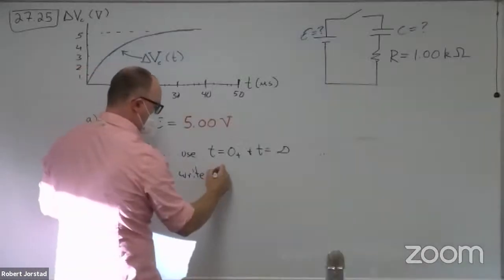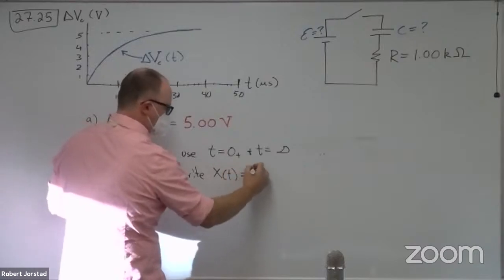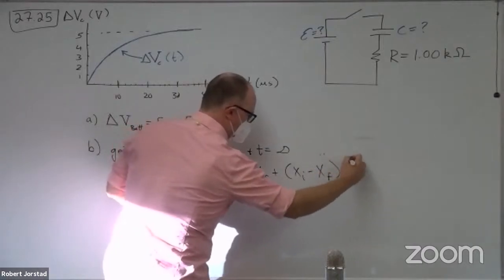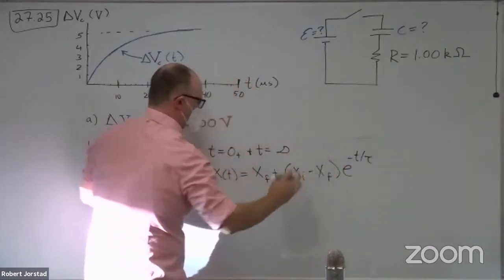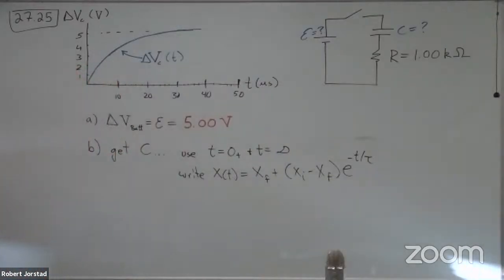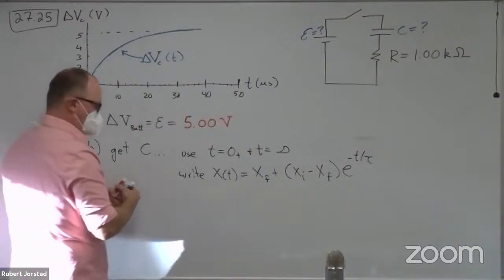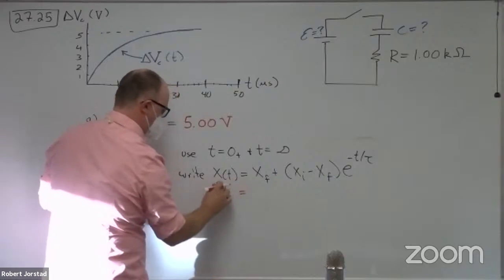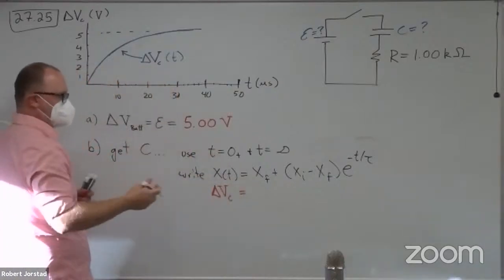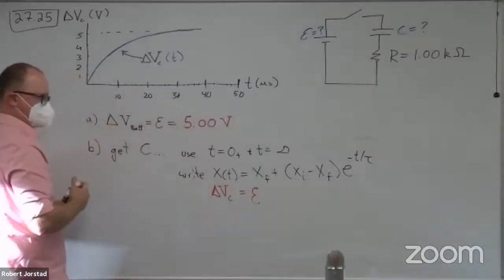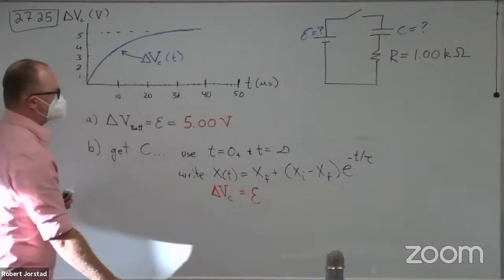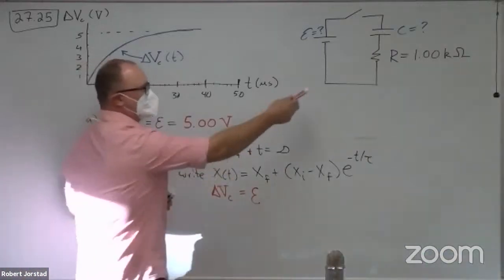We could write down, well, in this case, if we're trying to do voltage across the capacitor, right? What's the final voltage going to be? 5. Or are you okay if I just write E to save myself a little space? E, which is 5. Exactly right. What's the initial voltage? 0. Right? It's 0.